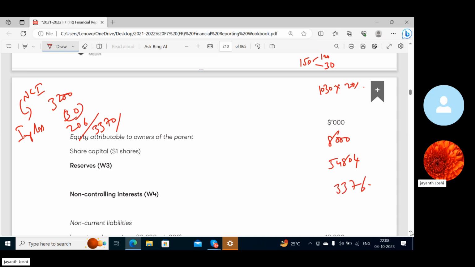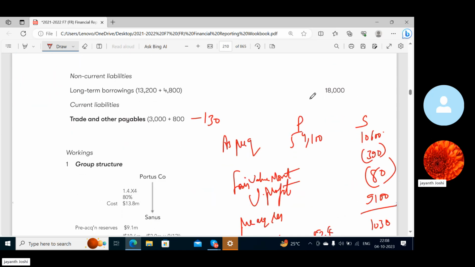Done. And these are the non-current liabilities, current liabilities. I think all the adjustments are done completely, or is any adjustment left over in the question? I don't think so. Everything is done, if I'm not wrong. Payables also we adjusted, right? 130. So the payables value is 3670.